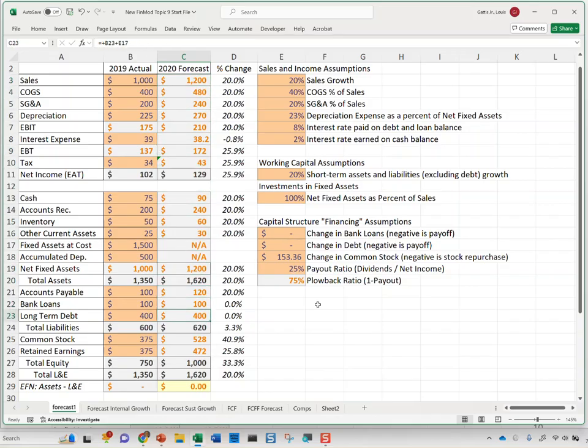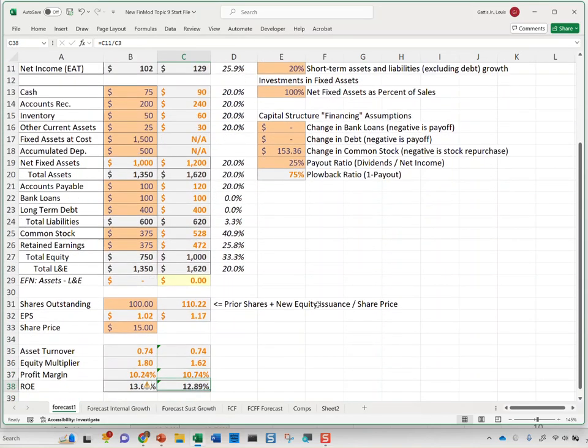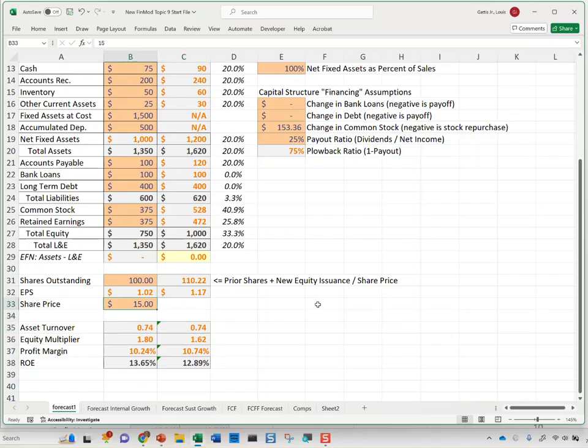You can see how that affects the shares outstanding, assuming this company has a $15 stock, and I issue $153 of stock at $15 a share. I issue about 10 shares, so the number of shares is going to go up. The earnings per share is going to go up, because of the higher profit numbers.